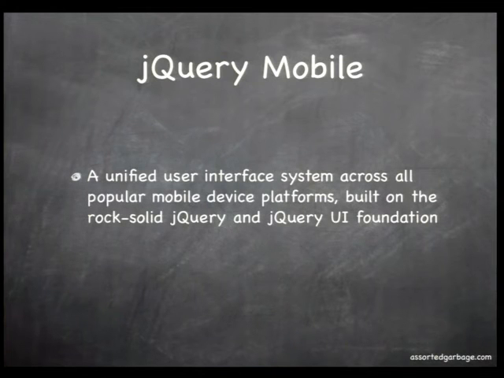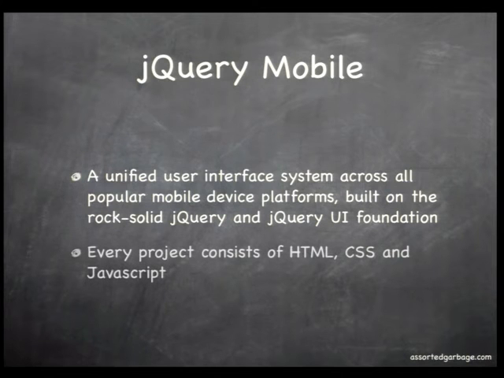jQuery Mobile is a unified user interface system across all popular device platforms built on the rock-solid jQuery and jQuery UI foundation. That's straight off of the website. I love the rock-solid jQuery, yeah. All right. So what does that mean in plain English? Well, it's literally just a combination of HTML, CSS, and JavaScript. Okay? So that makes our phone experience, or our site, feel more like a native phone, if you will, experience.